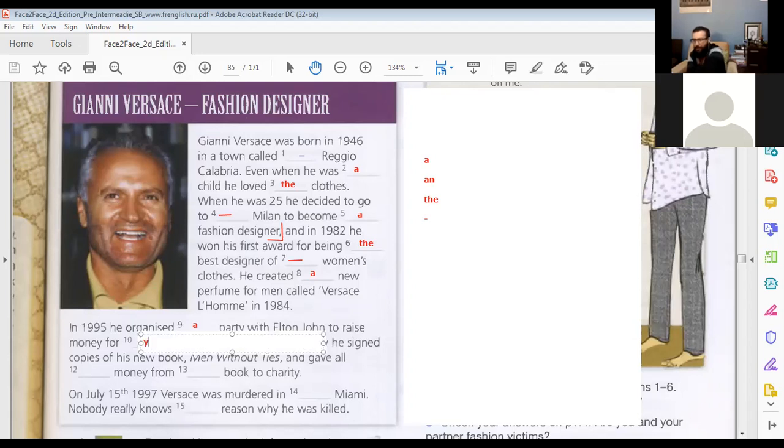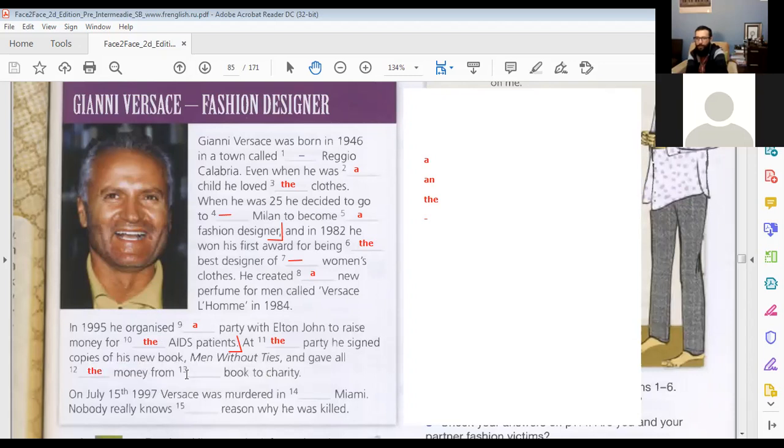Okay, Dua. Okay. So you can start from at. At the party. Okay. Continue at the party. At the party, he signed. Signed. The G is silent. Okay. Copies of his new books, Men Without Ties, and give all the money from a book to charity.